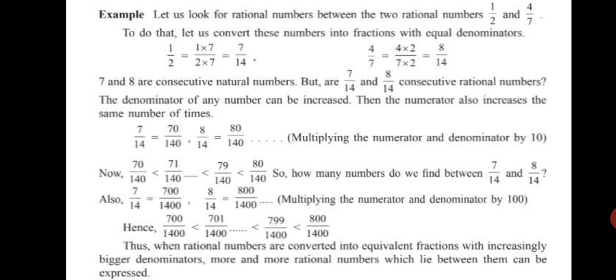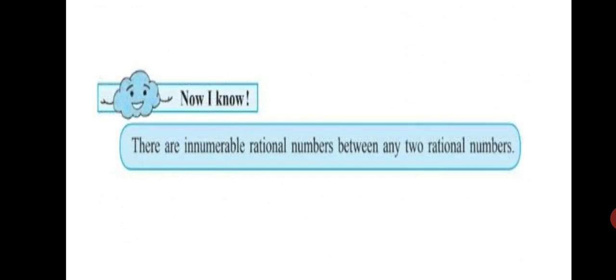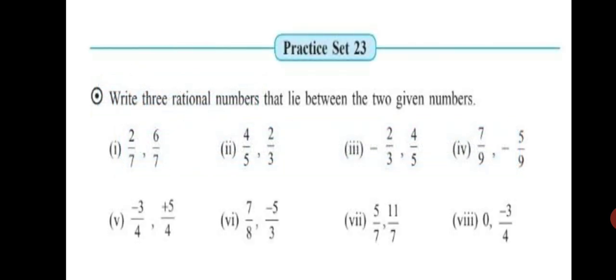Our practice set is based on this, to find the rational numbers between the two given rational numbers. So now you know that there are innumerable rational numbers between any two rational numbers. Practice set 23. Write three rational numbers that lie between the two given numbers. Now our practice set is to find the rational numbers which lie between these two given numbers. You have altogether 8 questions to answer.